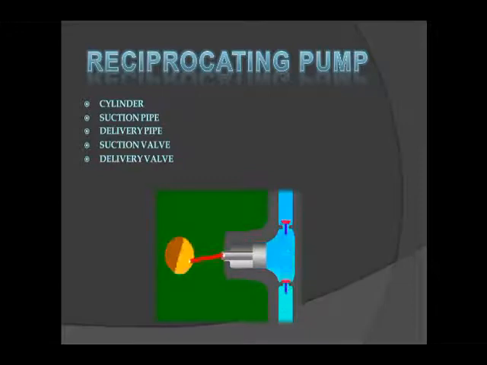During the suction stroke, the piston moves from 0 degree to 180 degree. This creates a vacuum in the cylinder. This region causes the suction valve to open and water enters the cylinder. During the delivery stroke, the piston moves forward from 180 degree to 360 degree, thus increasing the pressure in the cylinder. This increase in pressure causes the suction valve to close and the delivery valve to open, and the water is forced into the delivery pipe.